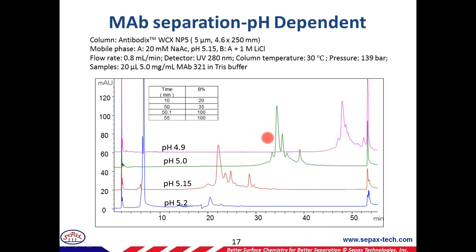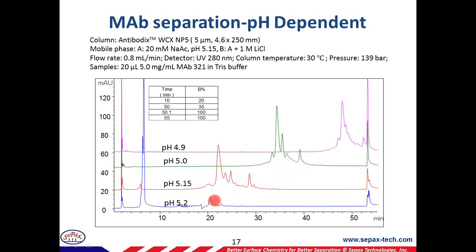Here's the next example of the pH dependence. We have done quite a bit on this mAb. We're using a sodium acetate and lithium chloride gradient. We'll talk about the counter-ion lithium chloride a little bit later. Here, the effect we want to see is the pH difference. At pH 4.9, we can see most of them out at the end of the gradient. When we start to increase the pH, the mAbs start to come out earlier, and we have much better resolution with the increase in pH.